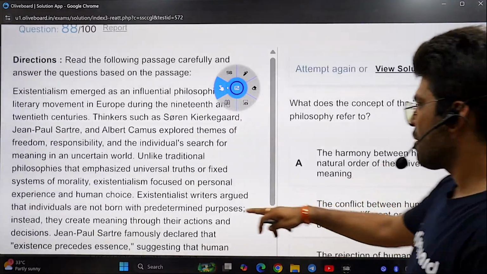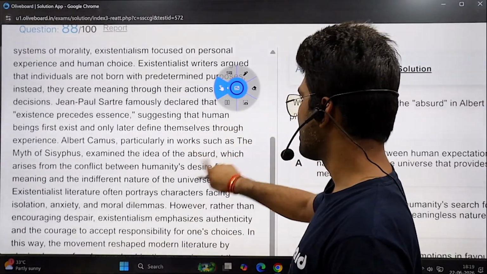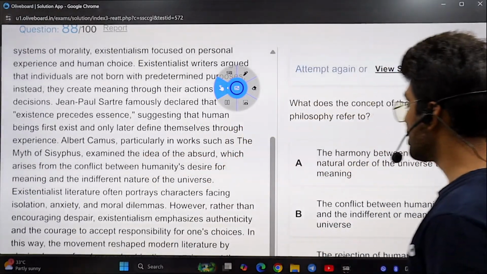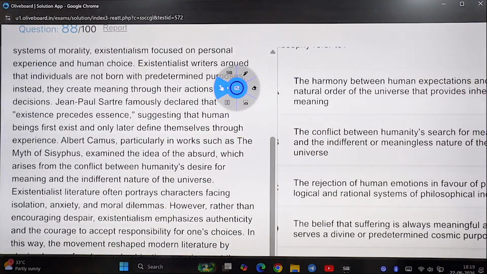What's the concept of the word absurd? Absurd is defined in the next line. Absurd, which arises from the conflict between. So absurd defines the harmony, the conflict, the rejection, the belief.